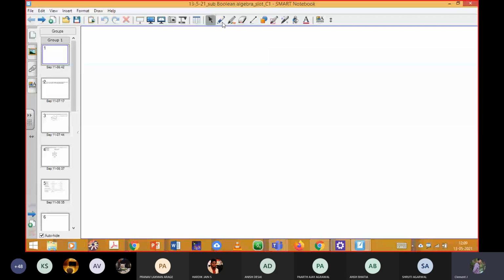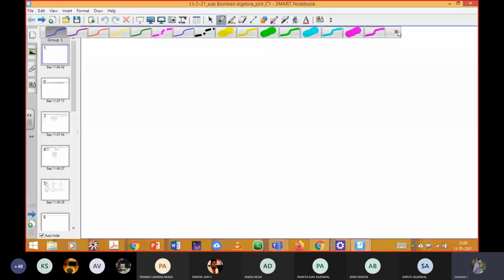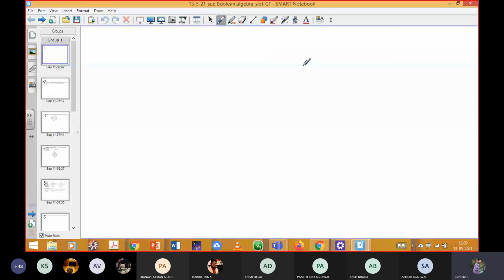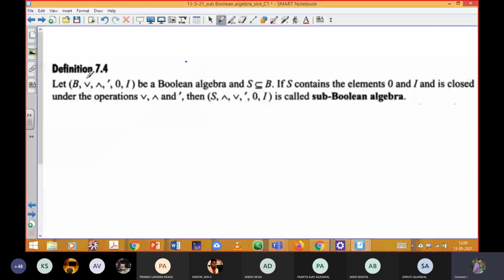That topic is called sub-Boolean algebra. In your lattice, you started to classify the concept like sublattice. In the same way, in Boolean algebra, the next topic we are going to discuss now is sub-Boolean algebra. It's an easy definition. See here, B comma plus, star, here this is the complement symbol, comma 0, comma 1.